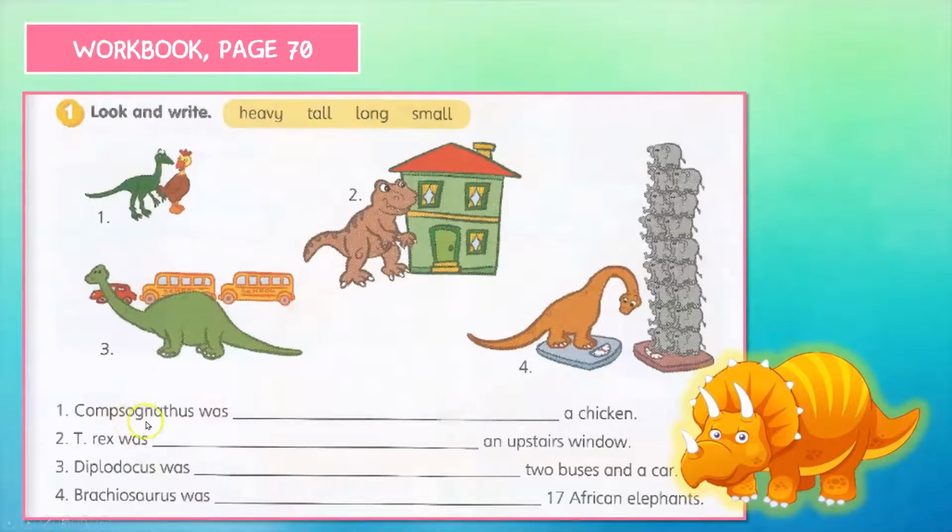Okay, so Compsognathus was as small as a chicken. And number 2, picture number 2 is here. T-Rex was as tall as an upstairs window. For number 3, this is picture number 3. Diplodocus was as long as 2 buses and a car. And for number 4, this is picture number 4. Brachiosaurus was as heavy as 17 African elephants.